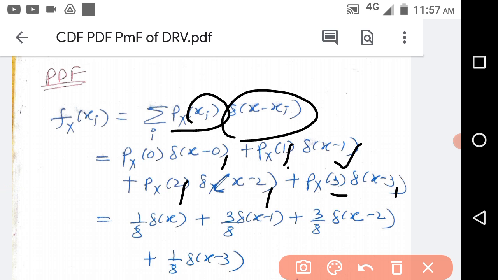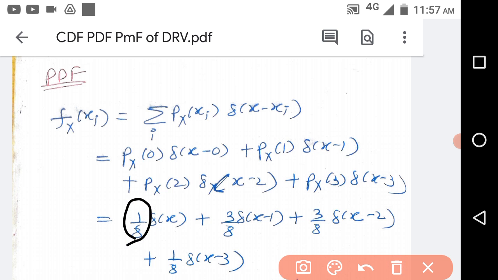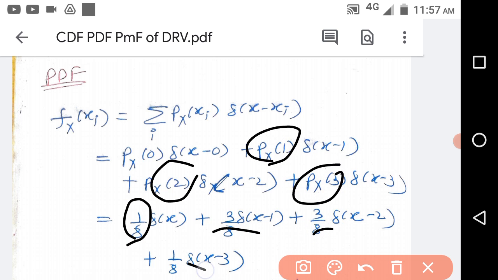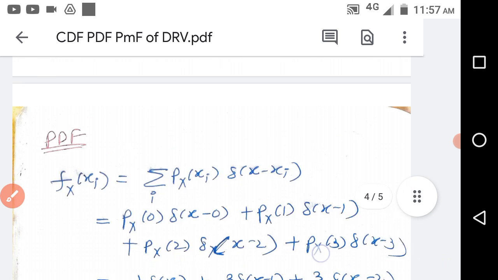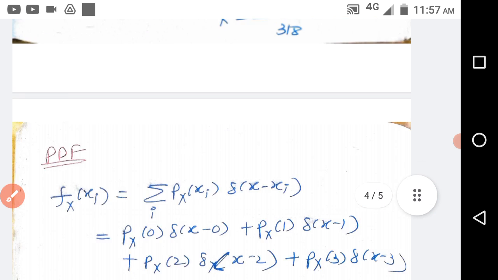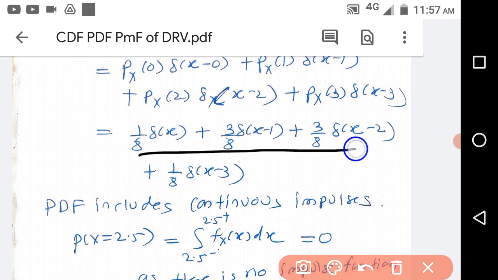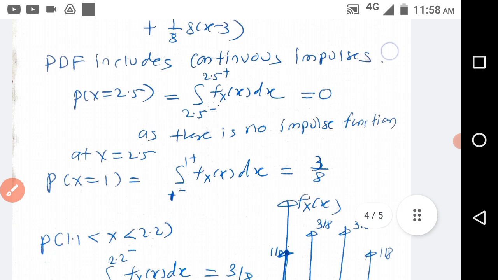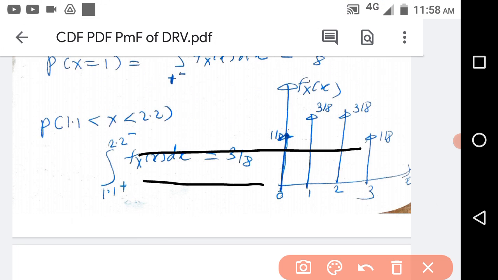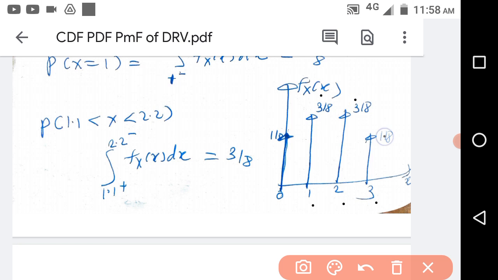So px at 0 is equal to 1 by 8, as we have already seen the PMF at 0 is 1 by 8. At 1 it is 3 by 8, at 2 it is 3 by 8, and at 3 it is 1 by 8. Here is the graph of this. So you got the f x form, the derivation, like this in our experiment. If you plot this, you will get it like this. At 0, 1 by 8 is there, at 1, 3 by 8 is there, at 2, 3 by 8 is there, and at 3, 1 by 8 is there.